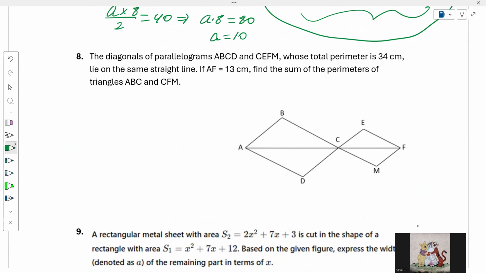34, lie on the same straight line. Guys, when you read the first sentence, try to work with the picture, okay? There is nothing in the picture, but don't hesitate to label the sides. For example, it's given parallelogram, right?